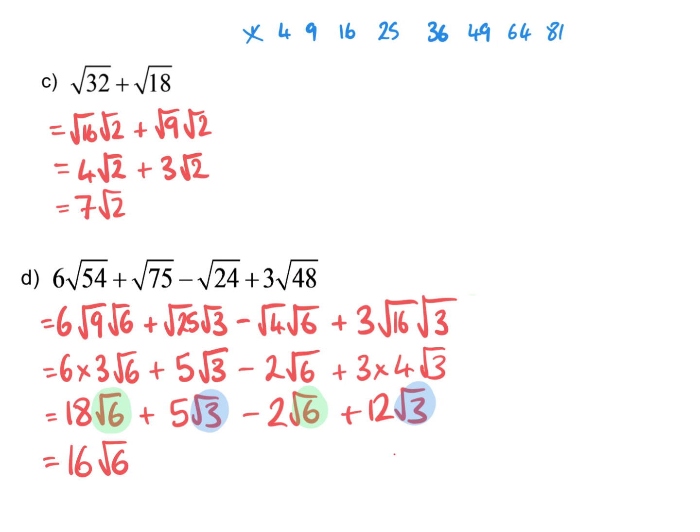And then I'm going to look at the blue ones. That's my root 3s, 5 root 3s, plus 12 root 3s. And that's going to give me a total of positive 17 root 3s. And then that's fully simplified.